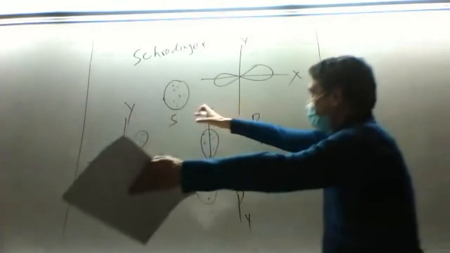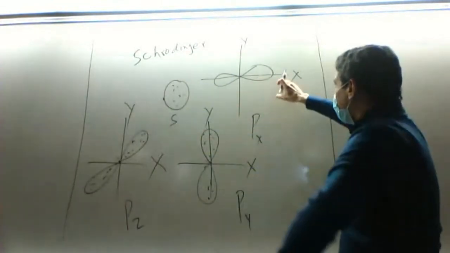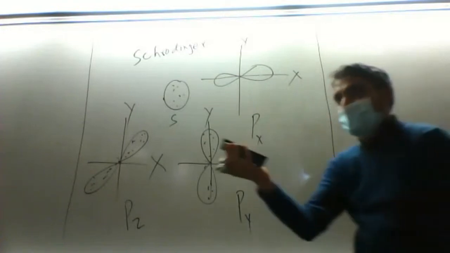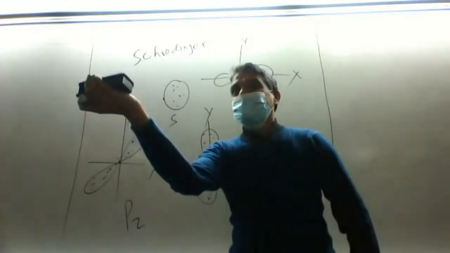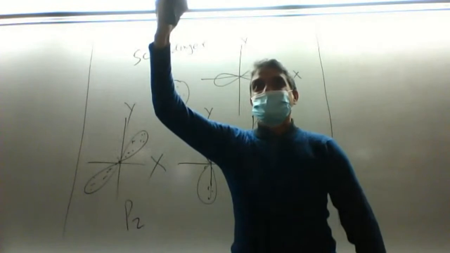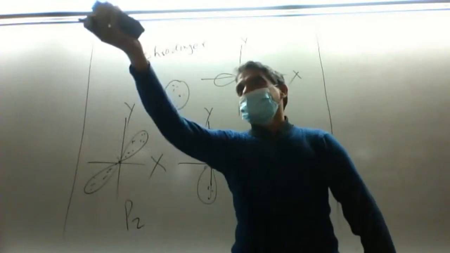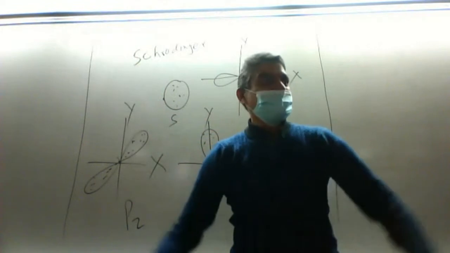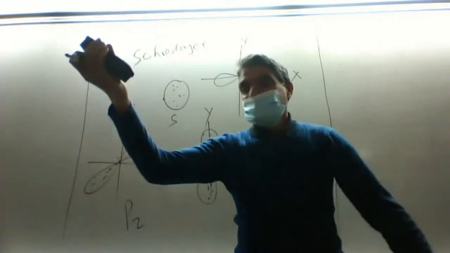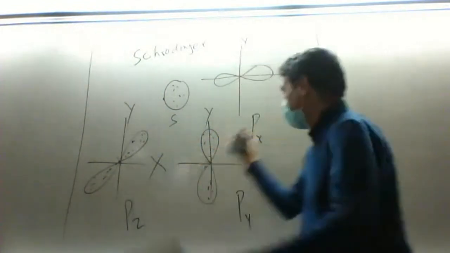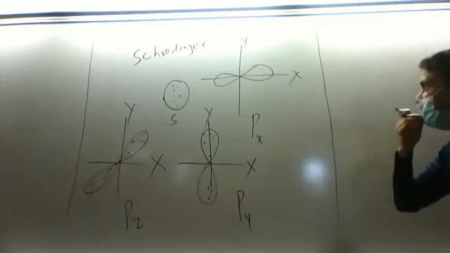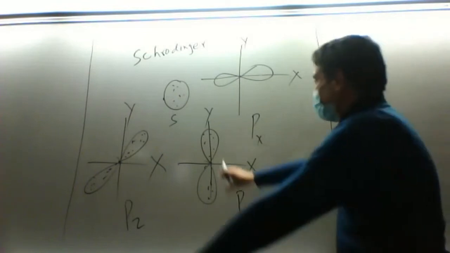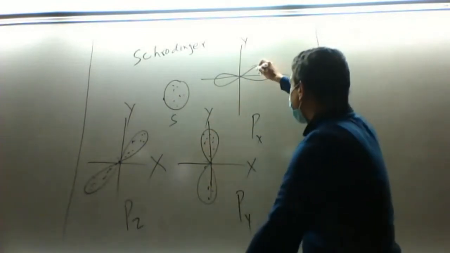So the S orbital looks like this, and one of the P orbitals looks like this. Just like if you hold the dumbbell like this, that is a px. If you hold the dumbbell like this, that is a py. And if you hold the dumbbell like this, just between x and y, that is the pz orbital. This is just the plotting of the data after solving the Schrodinger wave equation, and these are the spaces where you are going to find the electron.